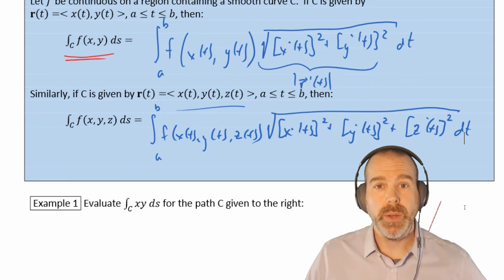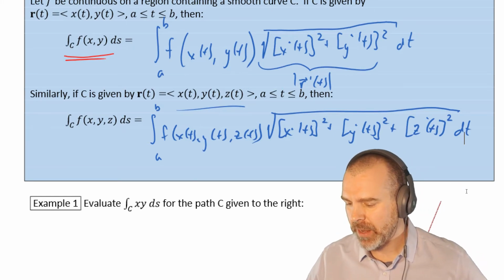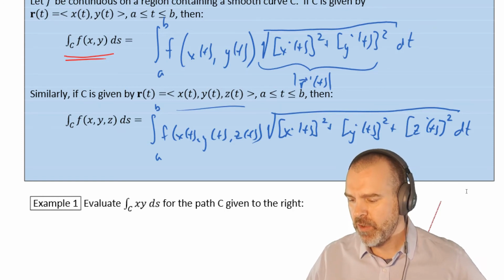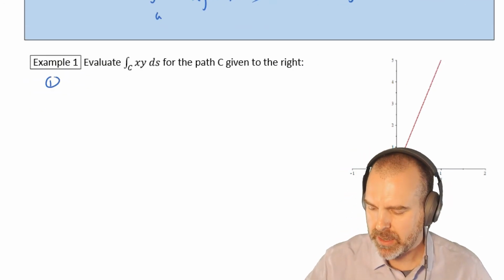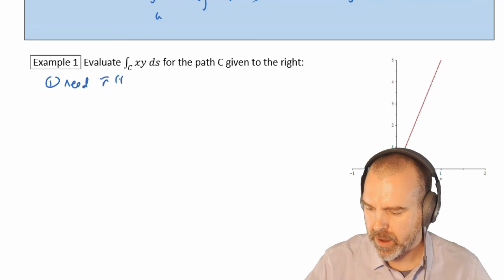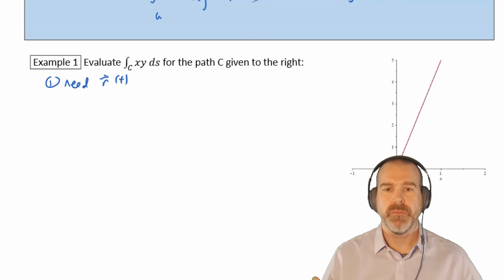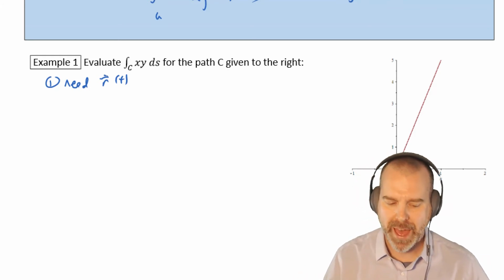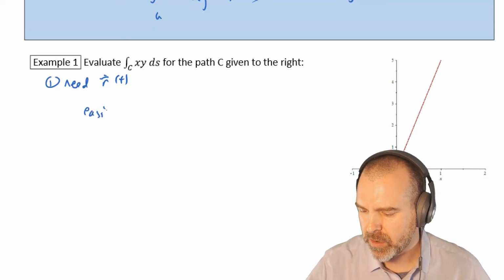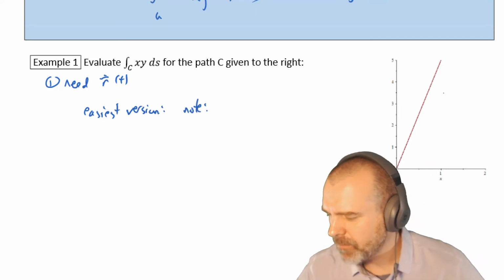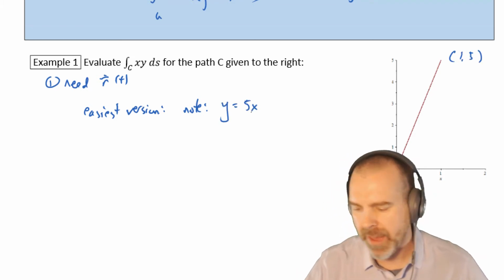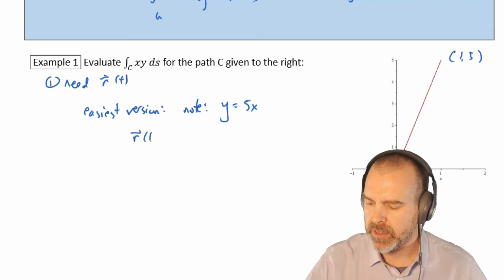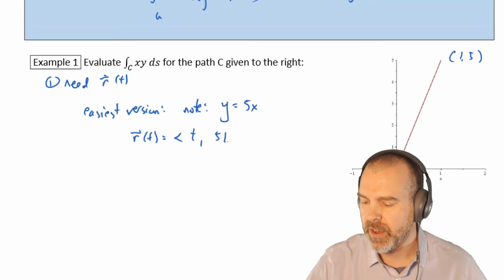Okay. All right. So let's do an example. Evaluate this line integral of xy ds for the path given to the right. Well, one problem is we need r of t. We need the path. We need a parametric version of that path. The easiest version is simply to note that this is a line. You can see here it goes through the point (1, 5), and it goes through the origin. So y is equal to 5x. So the easiest parametric version is to let r of t equal (t, 5t).